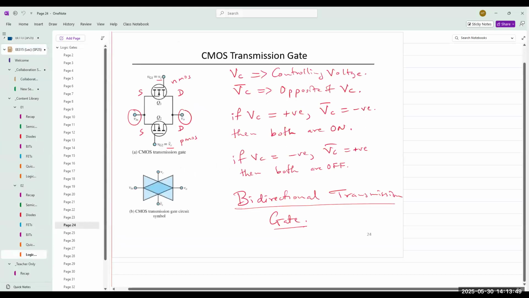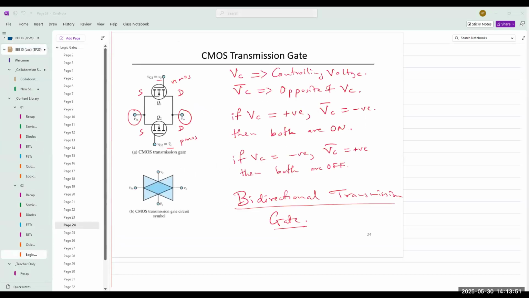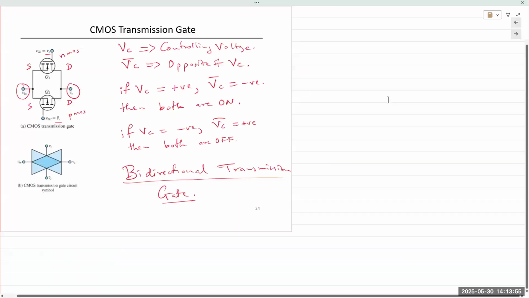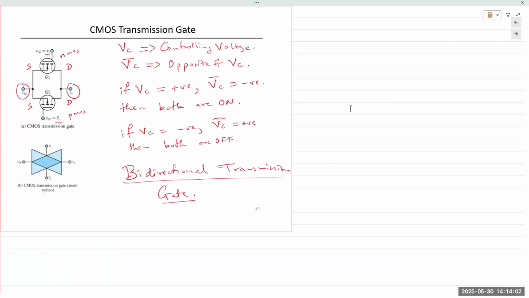All right, so we looked at the CMOS transmission gate made up of two MOSFET devices, one PMOS, one NMOS. There's a control voltage, VC and VC bar, to turn on both devices at the same time or turn off both devices at the same time. And there's a V in and a V out, input and output. This is a bidirectional transmission gate because the input can be given at either terminal and the output can also be taken at either terminal.